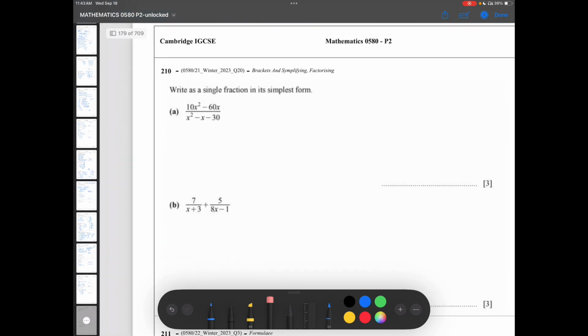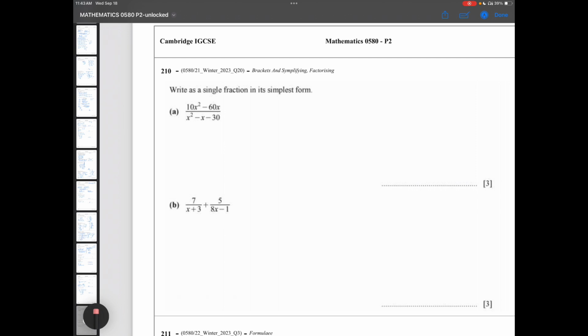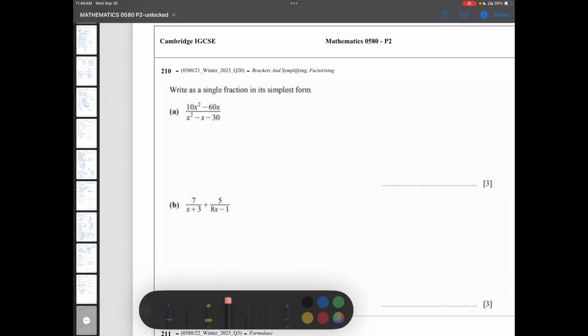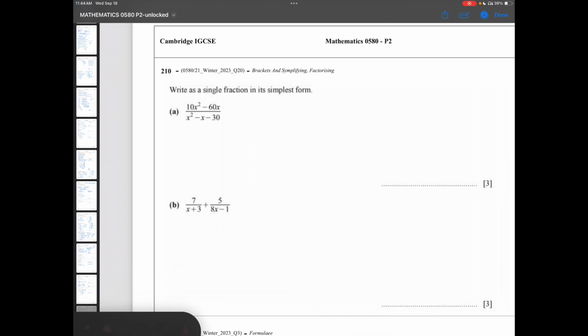Now question number 210, which says (10x² − 60x) upon (x² − x − 30). This is already a single fraction. I just have to simplify it. In the numerator, 10x is common. When I take 10x common, I will be left with x − 6. In the denominator, I have x² − x − 30.